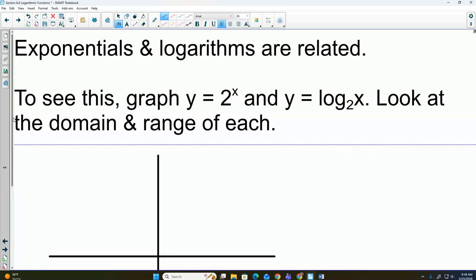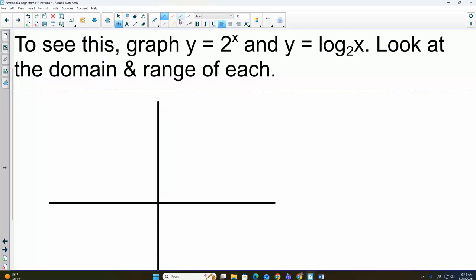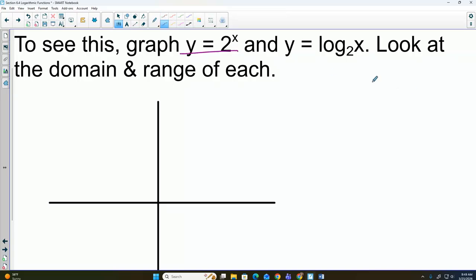Remember those graphs always had a horizontal asymptote, right? It was just the x-axis, and it was either increasing or decreasing from there. So let's draw that graph. So 2 to the x. We did our t-chart.